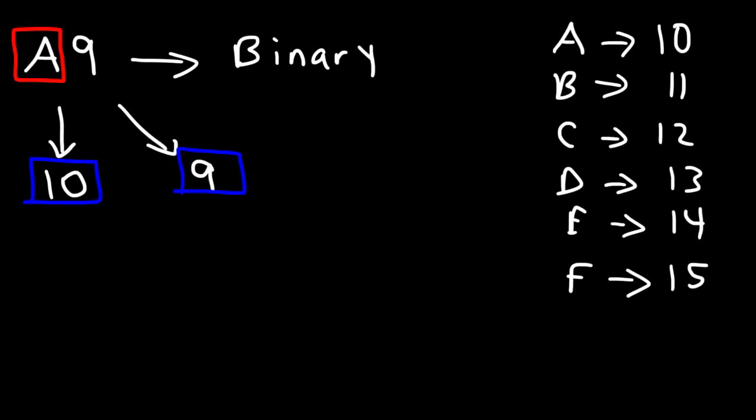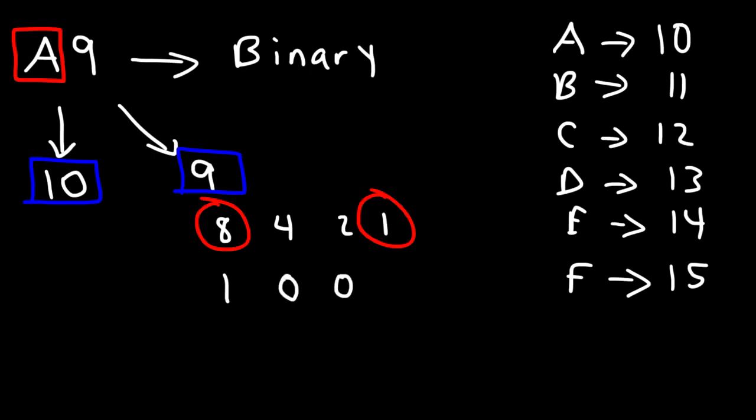So let's start with 9. Let's use the numbers 8, 4, 2, 1. 1 is 2 to the 0 power, 2 is 2 to the first power, 4 is 2 to the second power, and 8 is 2 to the third power. 9 is the sum of 8 and 1. So we're going to replace the 8 with a 1. We didn't use the 4 and the 2, so we're going to substitute a 0 for each. And we used the 1, so we're going to replace that with a 1.